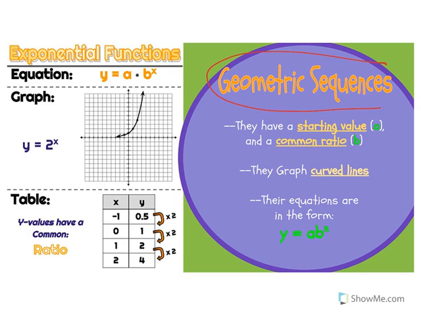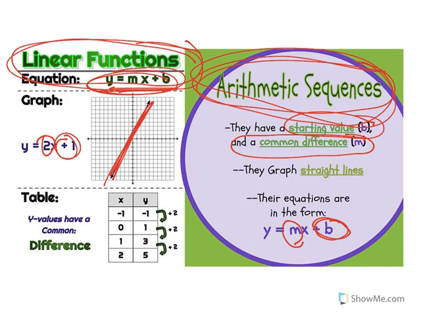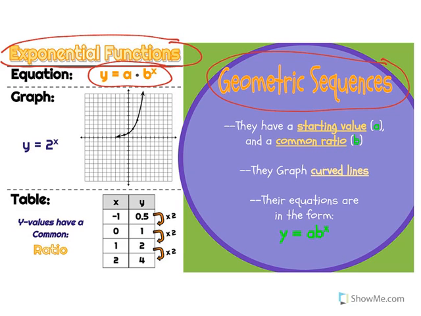So geometric sequences are exponential functions. We are no longer dealing with straight lines. Now our lines have a curve to them. And they have their own special equation. Remember we had y equals mx plus b? Well, now we've got y equals a times b to the power of x. This x is an exponent, so it's b to the power of x, okay?